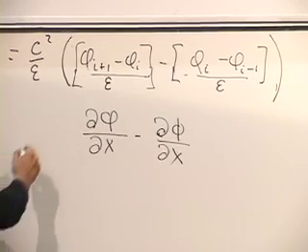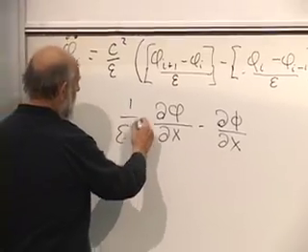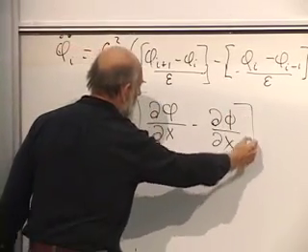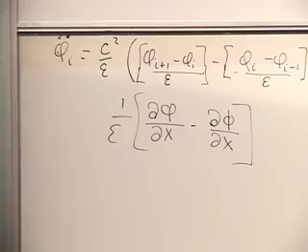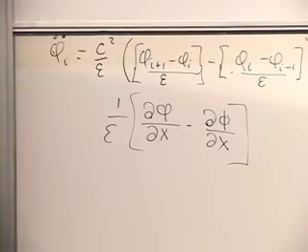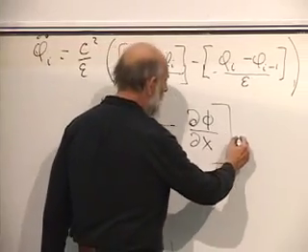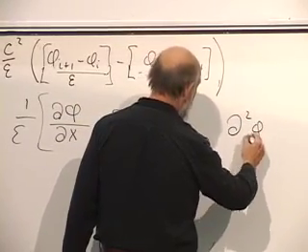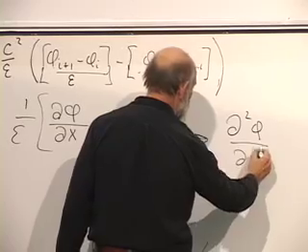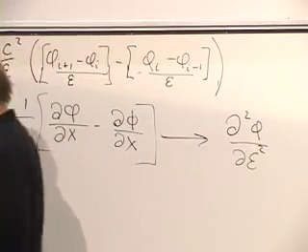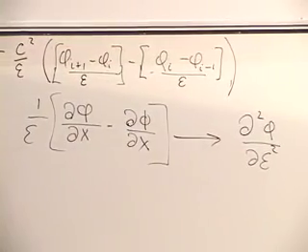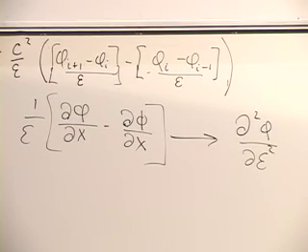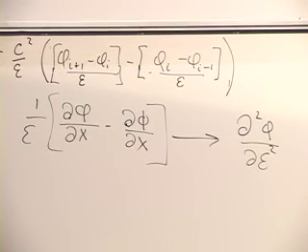But what happens when I divide that by epsilon? What happens to it? What's it become? The second derivative. This just becomes, in the limit that epsilon goes to 0, the second derivative of phi with respect to x squared. Now, notice that none of this would have worked out very nicely had I not put the epsilons in the right place to begin with.